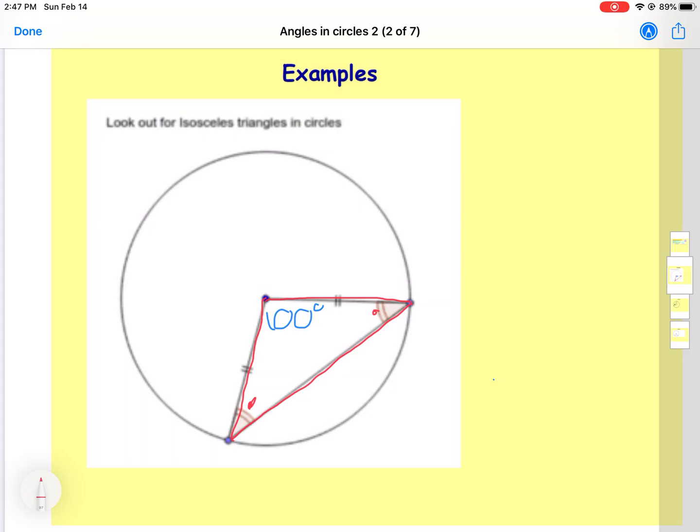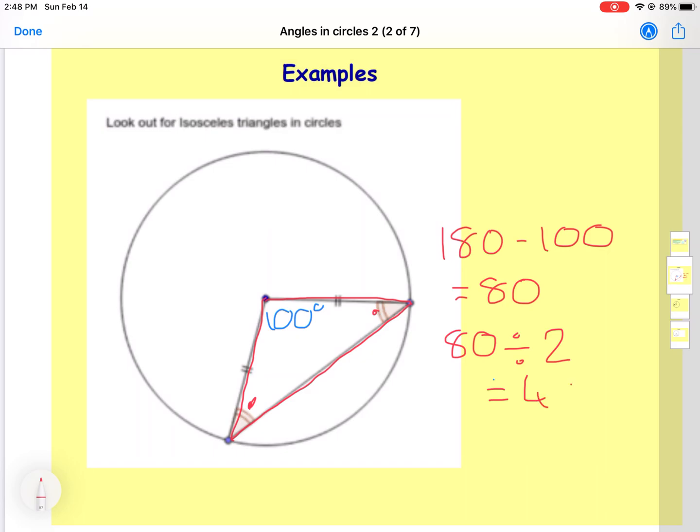We know that those have to be the same size, so if we refer back to our isosceles triangle calculations, I can do 180 take away 100, as that's the angle that I'm given in the triangle already. That gives me 80. The two angles here have to add up to 80, they have to be the same size, so they both have to be half of 80. Therefore 40 in here and 40 at the other one as well.